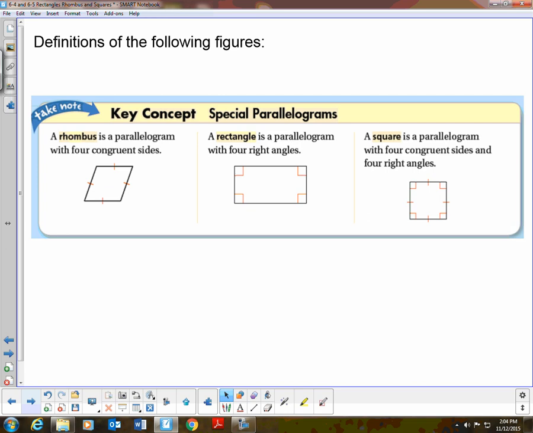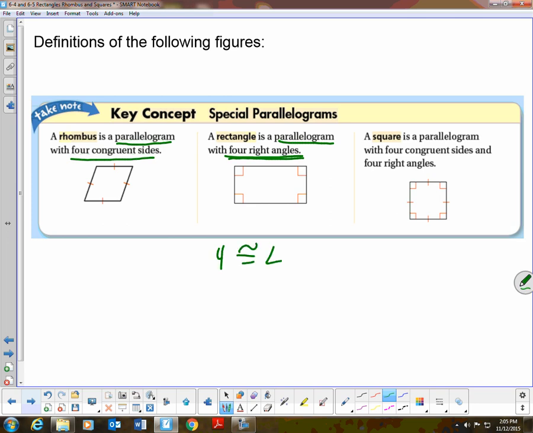Okay, so the key concepts here. A rhombus is a type of parallelogram with four congruent sides, and this is our picture. All right, a rectangle is a parallelogram with four right angles. I've also seen some people say four congruent angles. Well, if the angles sum to 360 and you divide that by 4, you get the 90-degree angles. All right, and then a square is a parallelogram with four congruent sides and four right angles.